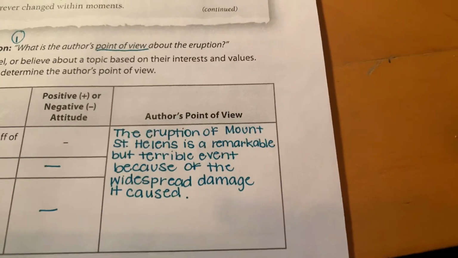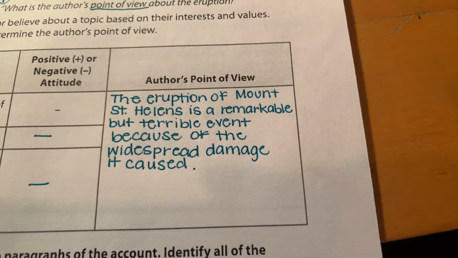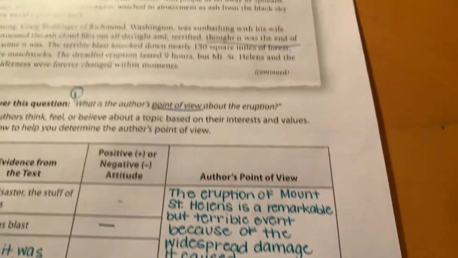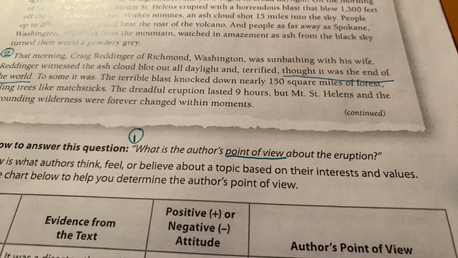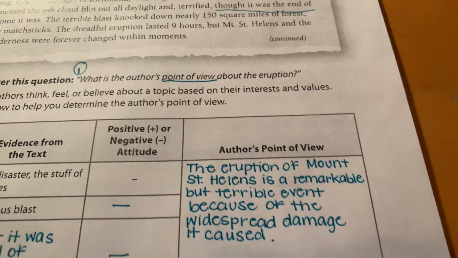So for right now, I say my author's point of view is that the eruption of Mount St. Helens is a remarkable but terrifying event because of the widespread damage it caused. Remember, it covered 150 square miles of forest. It was completely knocked down, and it lasted 9 hours. So that's stuff that's really important.